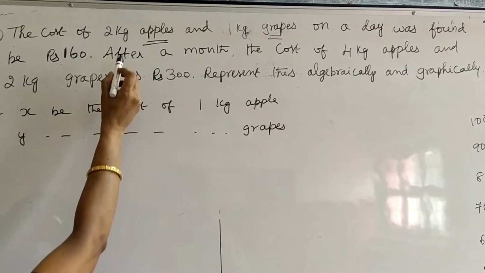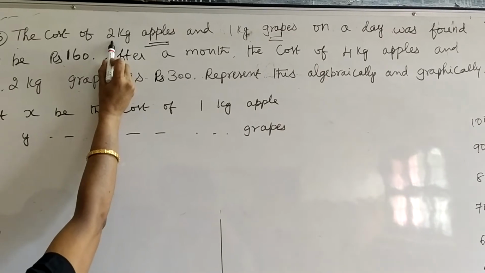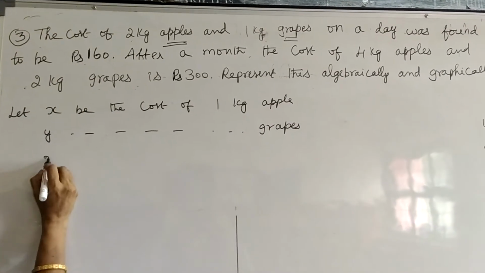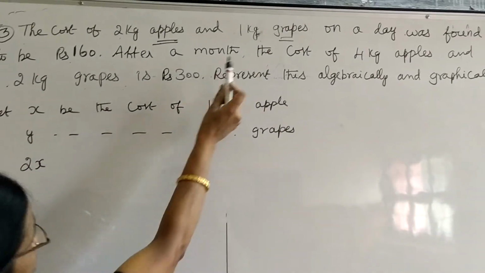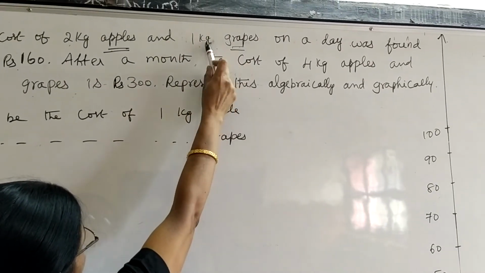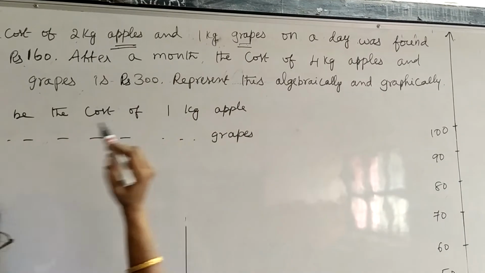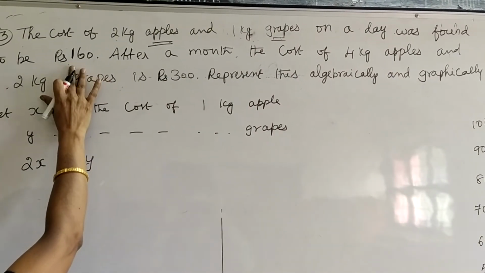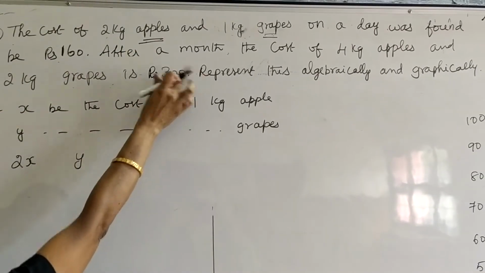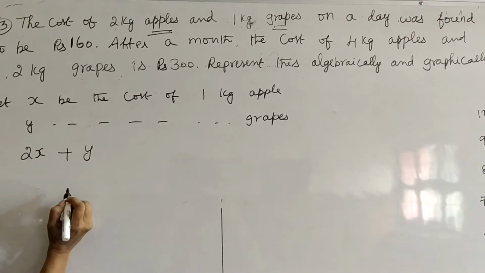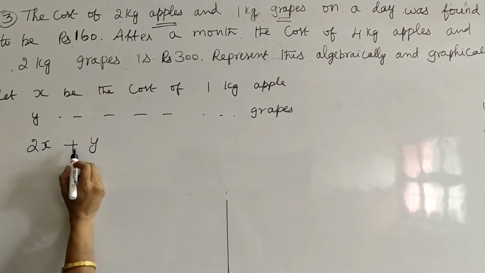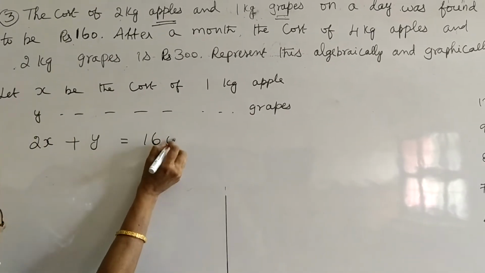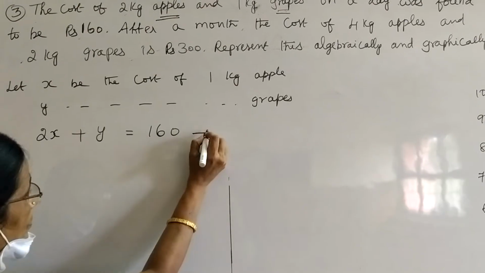How many kgs of apple is bought? 2 kg. 1 kg is x rupees. So what is the cost of 2 kg apples? It is 2x. And 1 kg grapes, how many rupees? y rupees. So the customer has paid together for 2 kg apples and 1 kg grapes. Therefore, we add these two. We get the equation 2x plus y. What is the amount he paid? 160. That is the first equation.